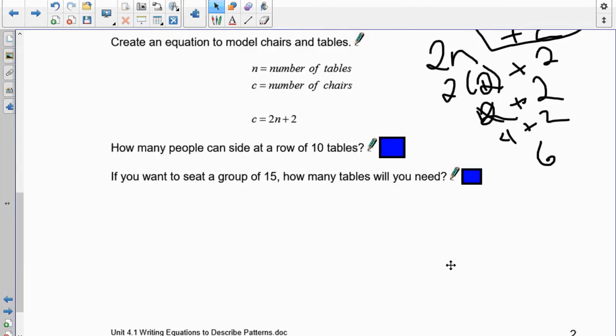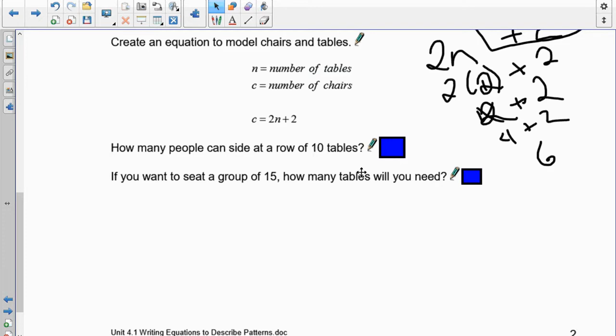So now we do a little bit of mathematics here. How many people can sit, I guess, at a row of 10 tables? I want you to pause the recording and come up with the answers for these 2 questions. If you want to seat a group of 15, how many tables will you need? So pause the recording and try that.